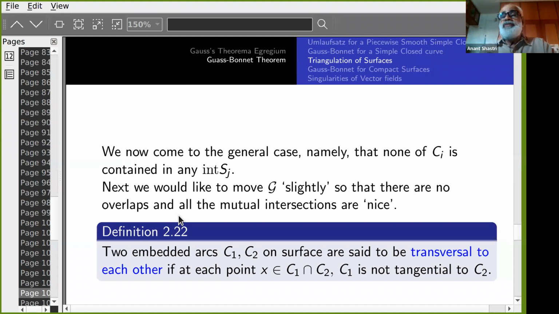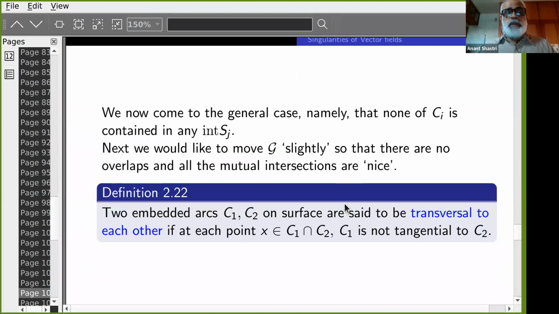Okay, what is the meaning of transversely? They are not tangential. Take any point of intersection, draw the two tangents, they must be independent. The tangents to the curves must be independent. So that is what we want to achieve. As soon as that is achieved, it will follow that the number of intersections is finite. This is elementary topology using the inverse function theorem.